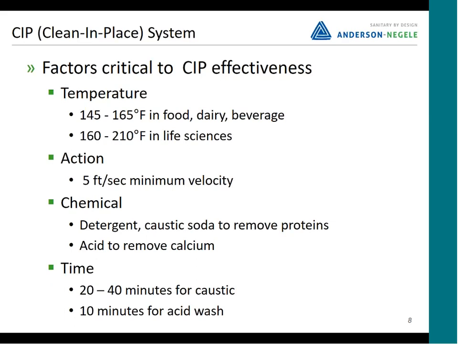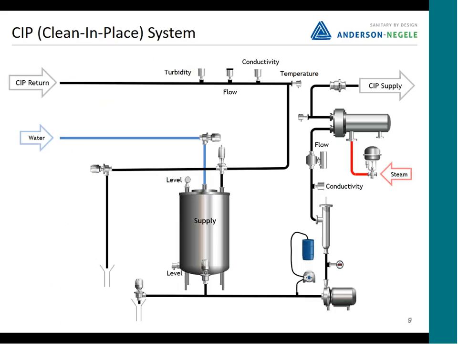If you're curious about how hot the process needs to be, how much turbulence or how fast the water needs to flow, or what the chemicals are, here's a slide that answers some of those basic questions. Temperatures are around 150 to 170 degrees, depending on the process. Generally, the acceptable flow rate is 5 feet per second, which is what we're looking for to get the turbulence we need. Generally, we're using some sort of caustic soda detergent to remove the proteins, and then we may come back with an acid to remove the calcium, especially in dairy. We're washing 20 to 40 minutes on the caustic and around 10 minutes on the acid wash, just to give you a rough idea of some of the details.